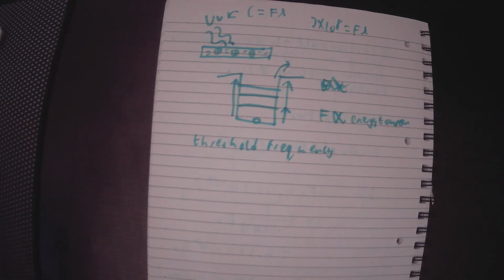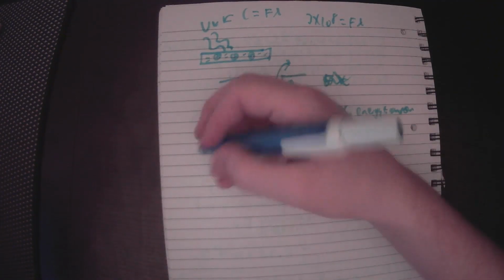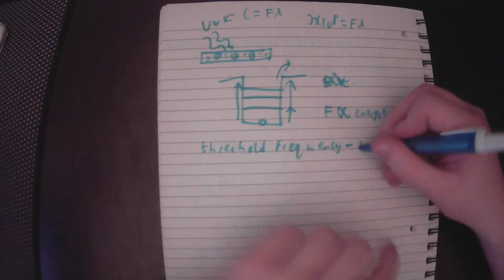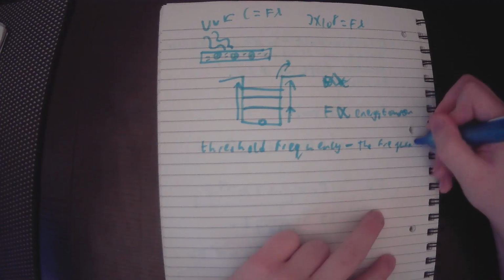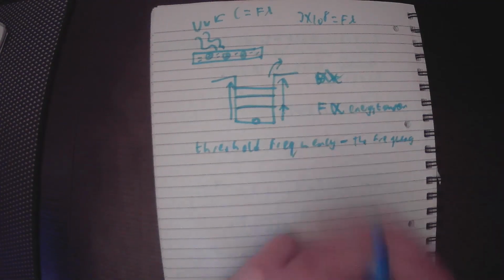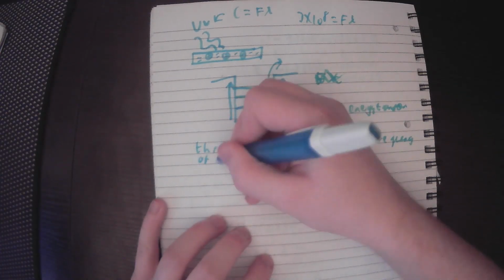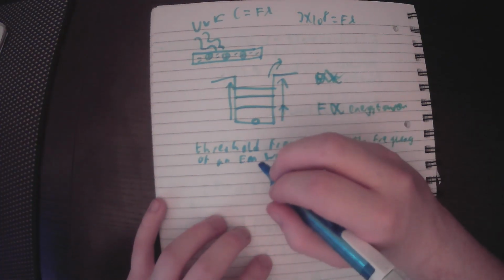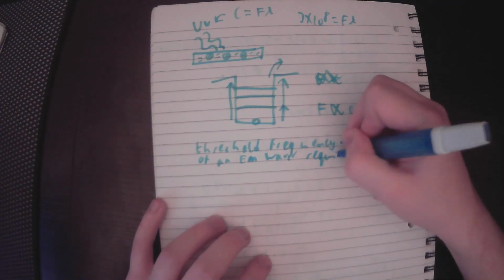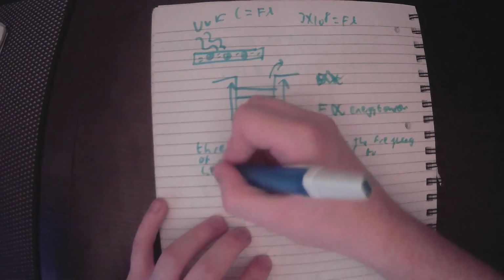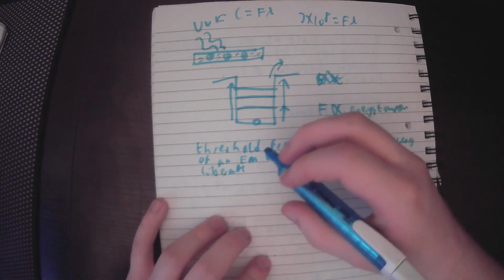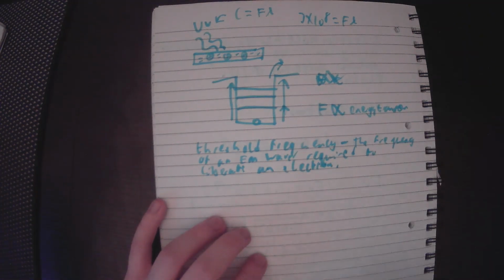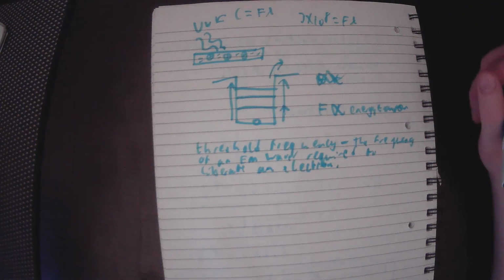So those are our ideas of threshold frequency, and the actual definition of threshold frequency is the frequency of an EM wave required to liberate an electron from the surface of a metal, but frankly, I can't be bothered writing that again.